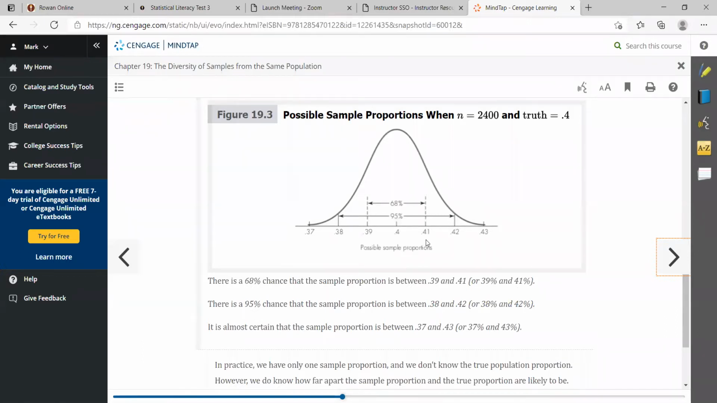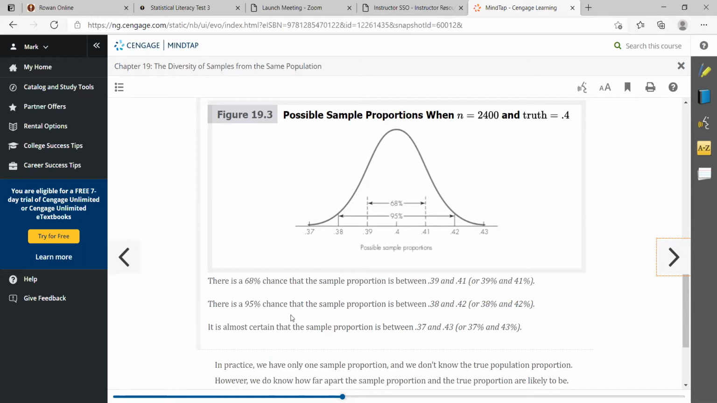We would expect 68% of the sample means to be between those two values. Or we would say there's a 68% chance that any particular sample proportion is going to be between those two numbers. And in addition to that, we would say 95% chance that the sample proportions will be between 0.38 and 0.42.